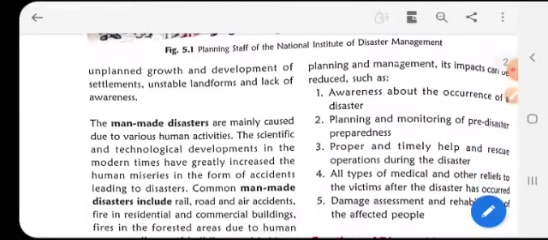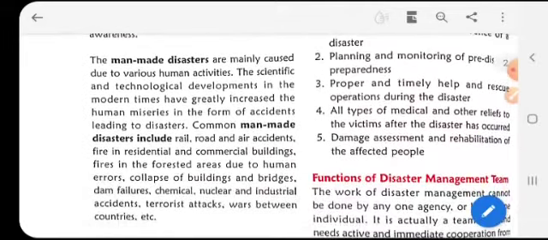Now, the man-made disasters are mainly caused due to various human activities. It may be scientific or technological developments that can increase the human miseries in the form of accidents leading to disasters. Common man-made disasters include rail, road, and air accidents, fire in residential and commercial buildings, fires in the forested areas due to human errors, collapse of buildings and bridges, and many more factors.